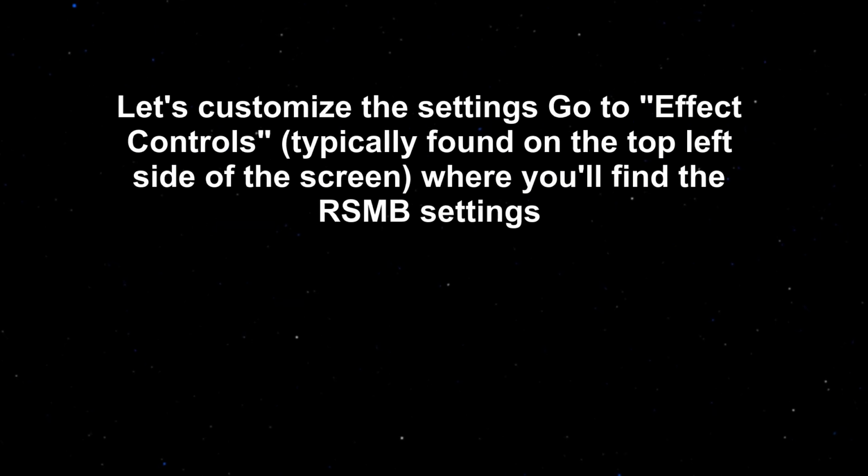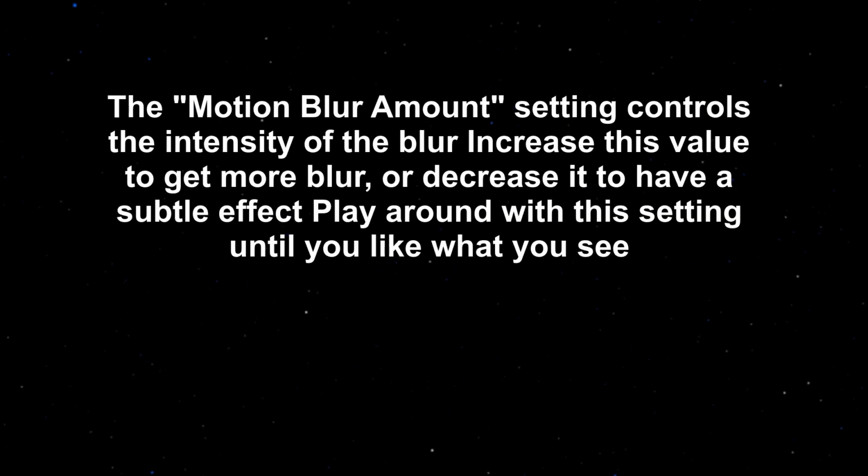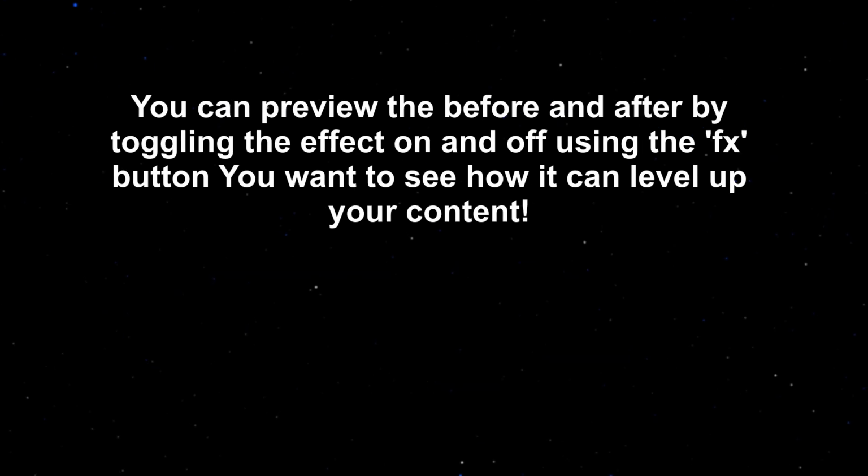Let's customize the settings. Go to Effect Controls, typically found on the top left side of the screen, where you'll find the RSMB settings. The Motion Blur Amount setting controls the intensity of the blur. Increase this value to get more blur, or decrease it to have a subtle effect. Play around with this setting until you like what you see. You can preview the before and after by toggling the effect on and off using the FX button. You want to see how it can level up your content.